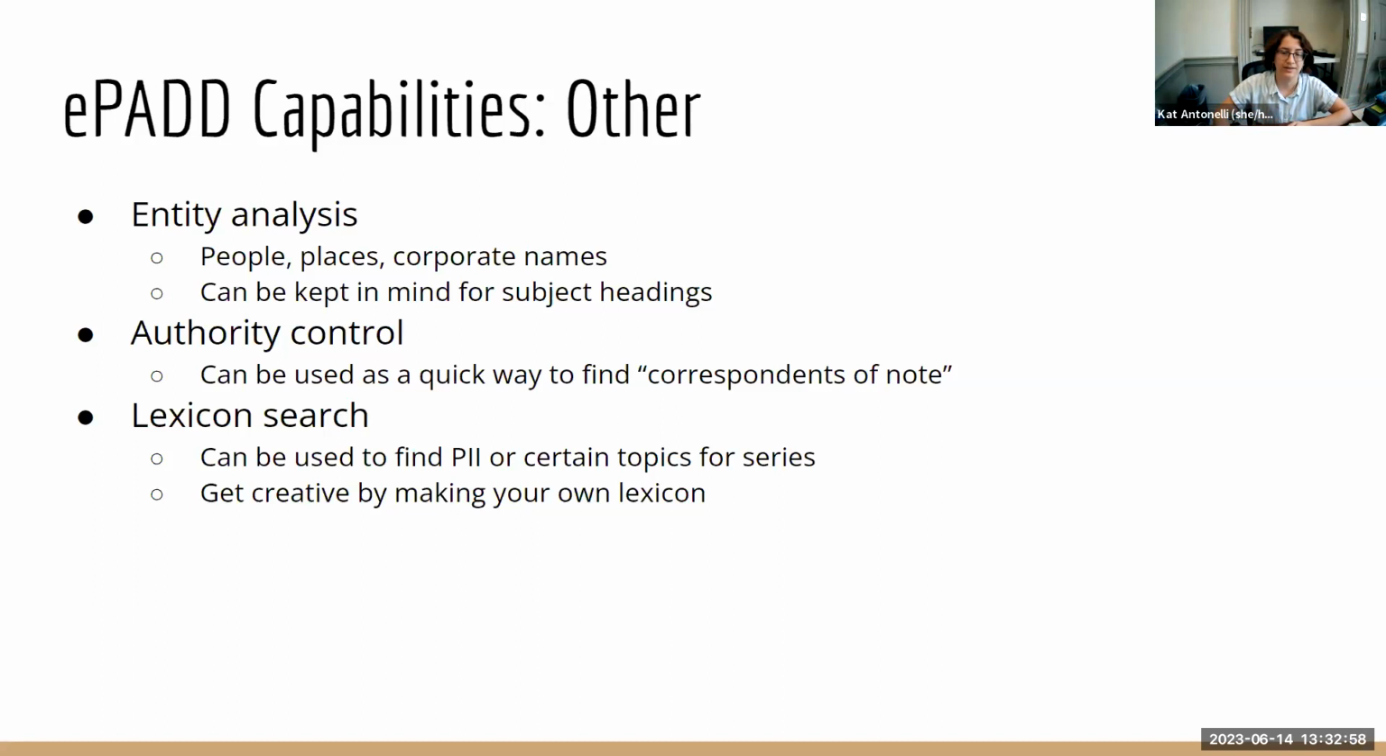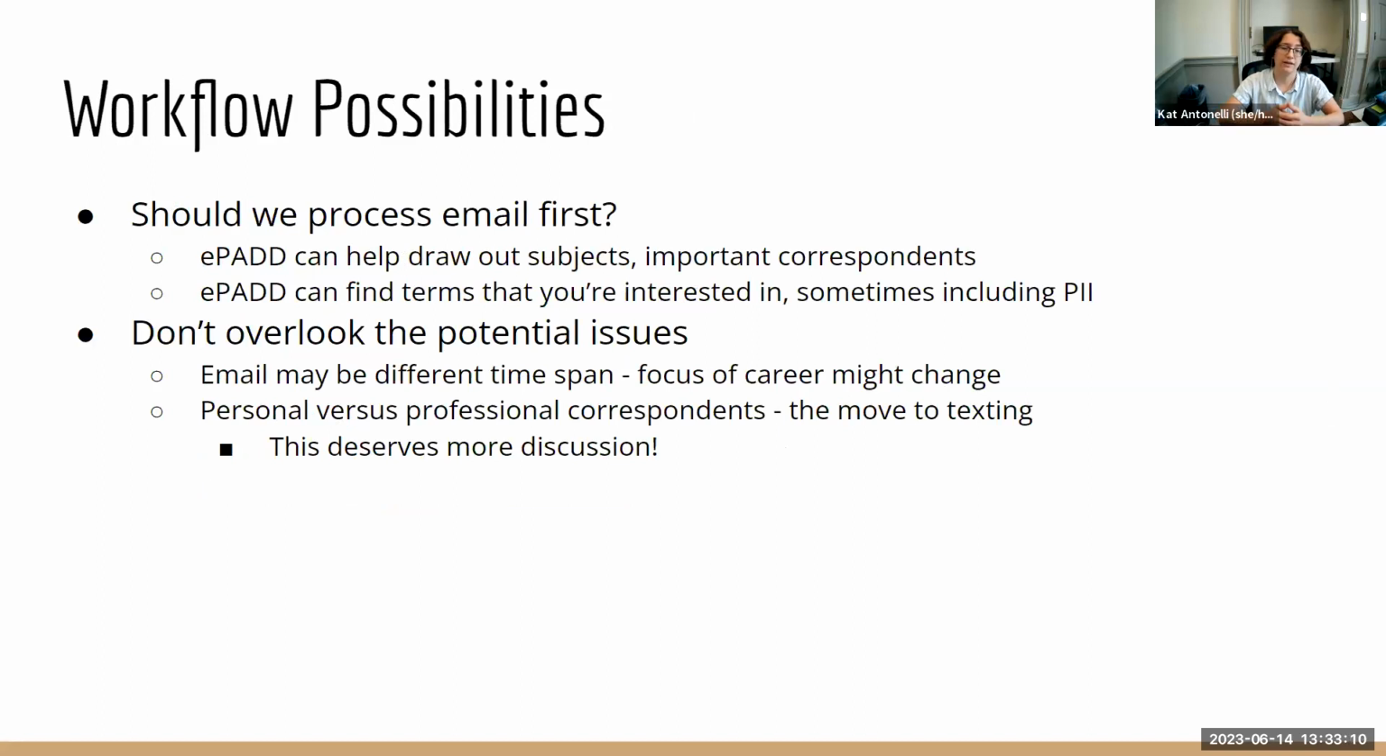So this is a neat part of what I want to talk about, because working with EPAD has introduced the concept of potentially processing email first in workflow. So thinking of all these capabilities we've just seen, if EPAD's drawing out entities and correspondence of note and possibly PII, all of these things can potentially help structure series, subject headings, all sorts of things within the physical materials as well, or within the digital files. So what I want to think about here is whether this can be useful to folks, maybe especially lone arrangers or those trying to do some quick higher level processing.